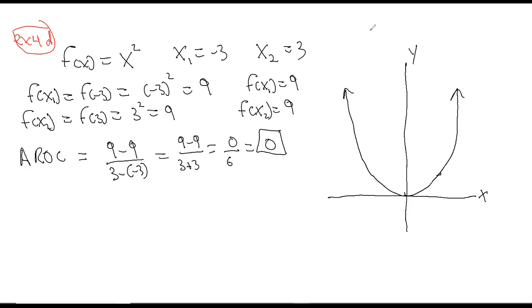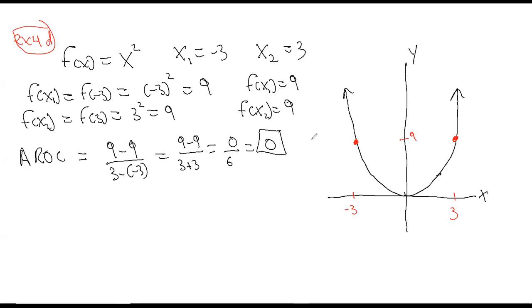So we got 2 points that we found over here, at an x value of negative 3, we had a height of positive 9. So this height is 9. And then at an x value of positive 3, we also had a height of 9. So these were the 2 points of which we just found the slope between.